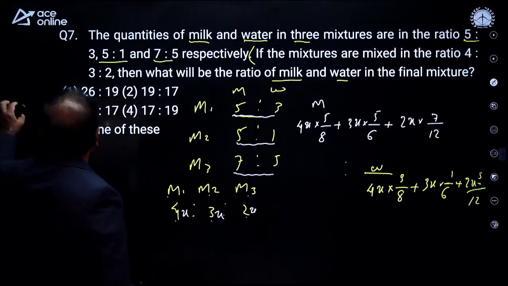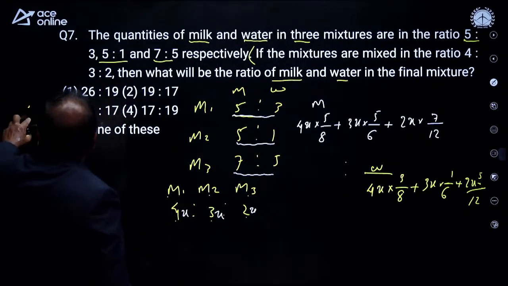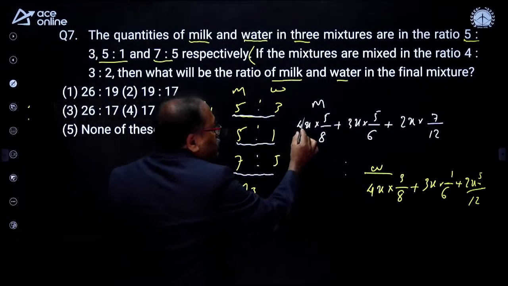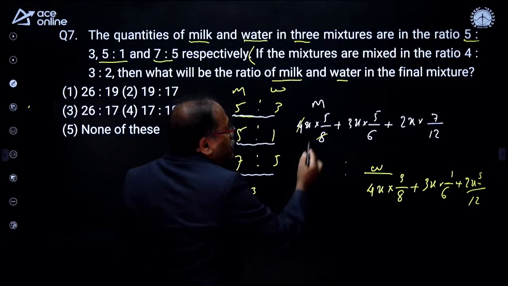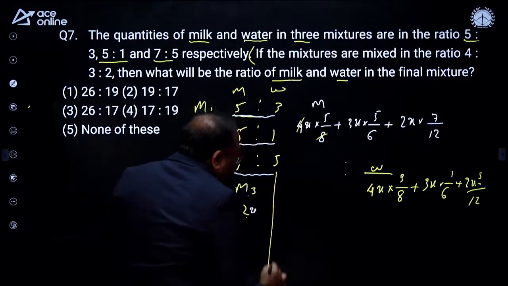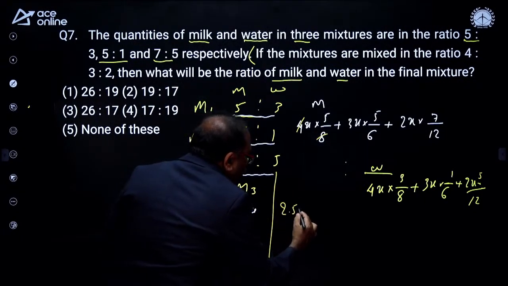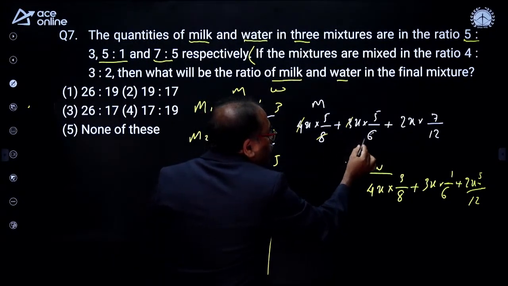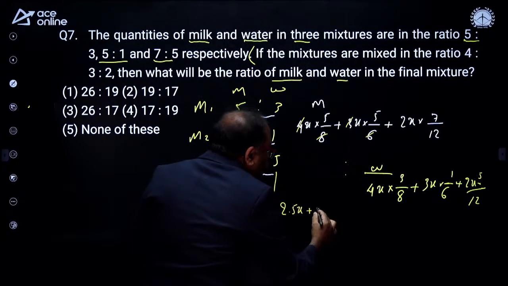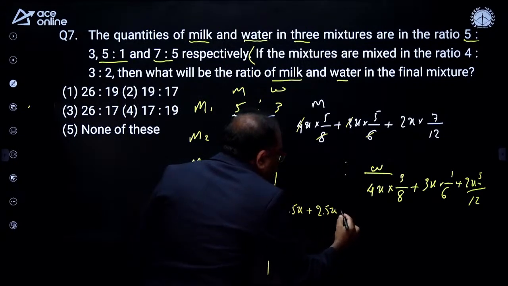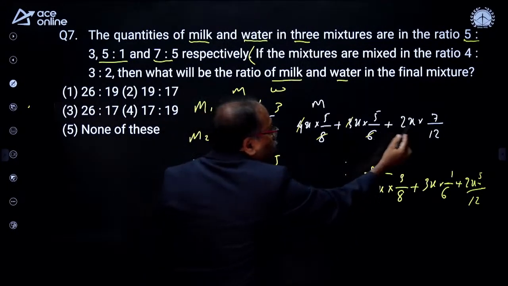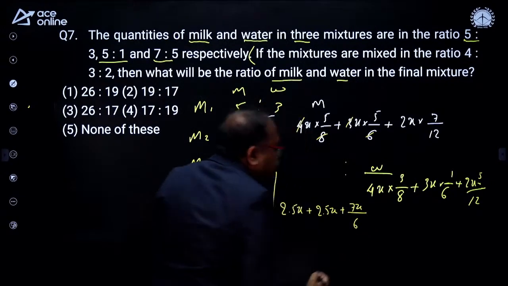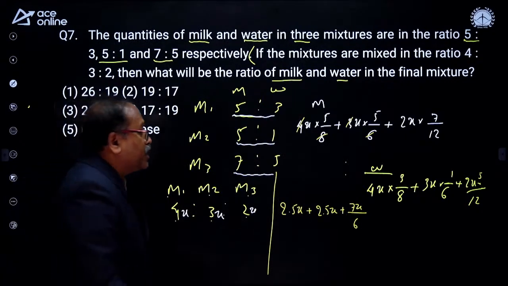Let's complete that part also. What is this one? This gets cancelled 2 times, so I am getting 2.5x, plus here it gets cancelled 2 times, again 2.5x, plus here 7x by 6. This is my milk part.